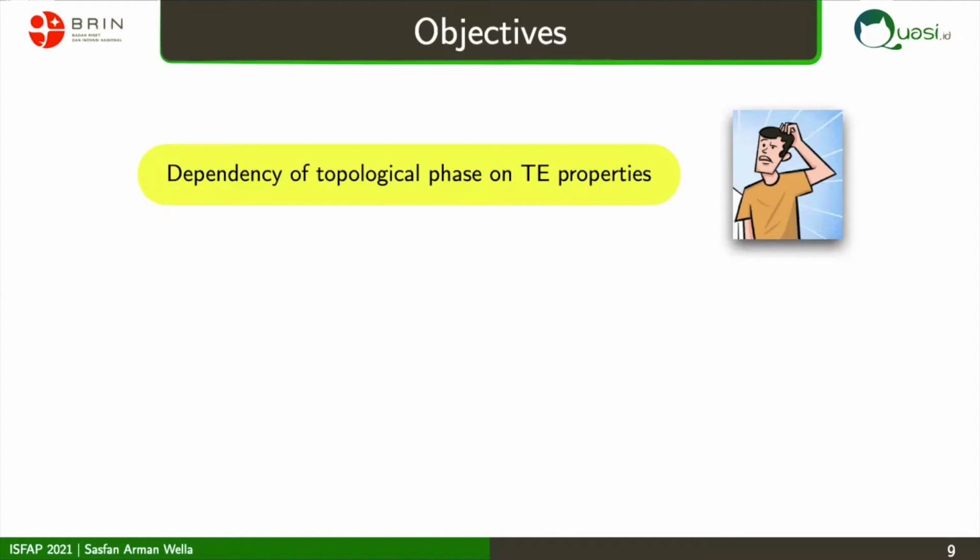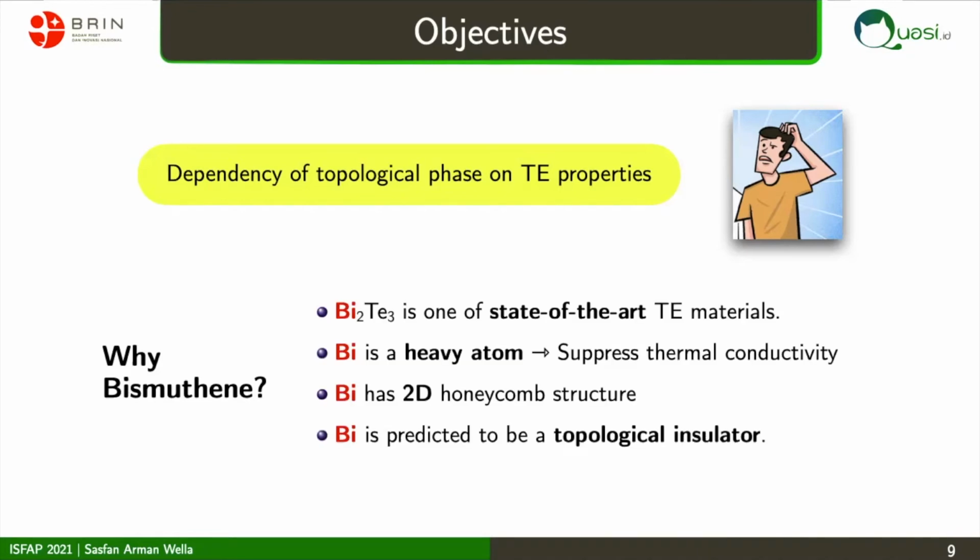In this work, we want to investigate the dependency of the topological phase on TE properties. Here, we use bismuthane as a case study. Why bismuthane? Because bismuth-based material is one of the state-of-the-art TE materials. Bismuth is also a heavy atom, so it is expected to suppress thermal conductivity. Bismuthene also has a two-dimensional honeycomb structure, so it has low dimension. And the last reason is that bismuthene is predicted to be a topological insulator.